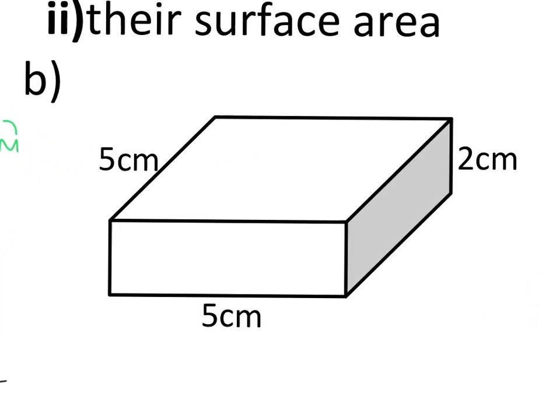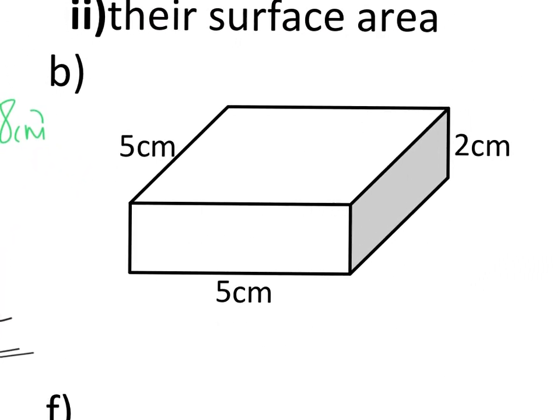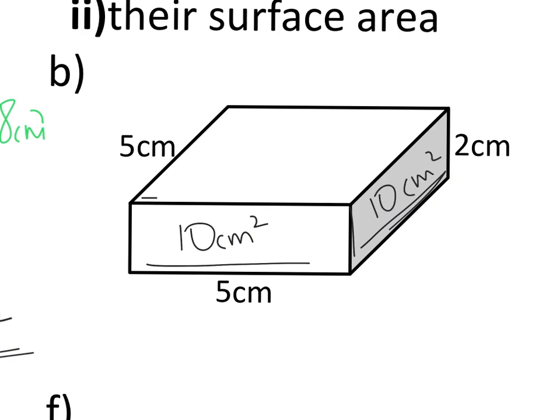I'm going to do one more, okay? So the area of the front face here will be 5 times 2, which is 10 centimetres squared. The area of this side face again will be 5 times 2, which is 10 centimetres squared. And the area of the top is 5 times 5, which is 25 centimetres squared.